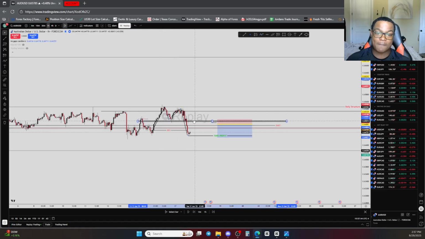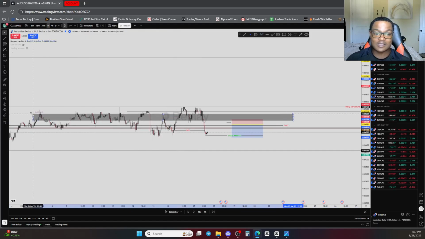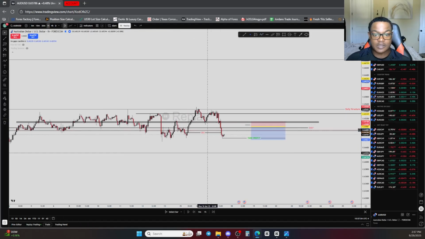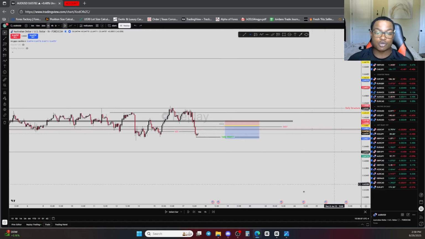This is when I grab my box tool, I put it at this zone, and then I drag this zone out towards the left, and I count out the number of rejections. I have 1, 2, 3, 4, 5, 6, 7, 8, 9, 10, 11, and probably more rejections towards this area of interest, showing me that it is a well-respected zone.